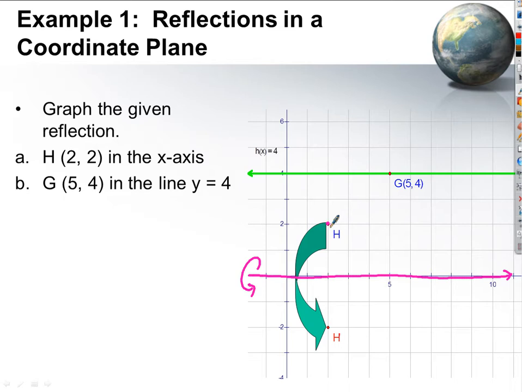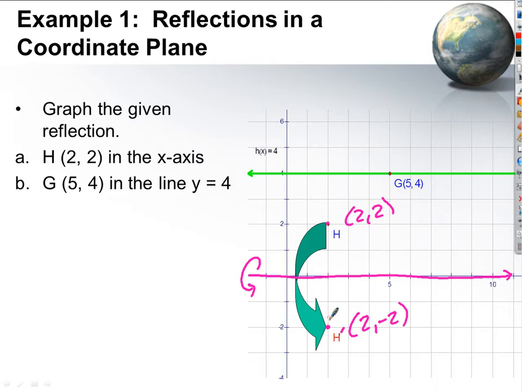Say it again? 2, -2. Good. So we're starting off at the point 2, 2, and when we reflect it, it ends up down here at the point 2, -2, right? And that has to be the case, doesn't it? Because that's going to make the segment connecting H and H prime perpendicular to the line of reflection, and it's going to make the line of reflection run right through the middle, right?